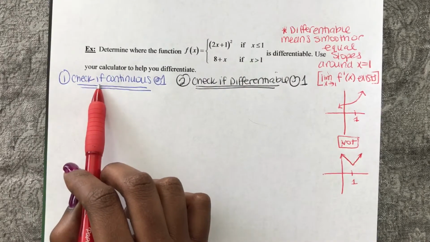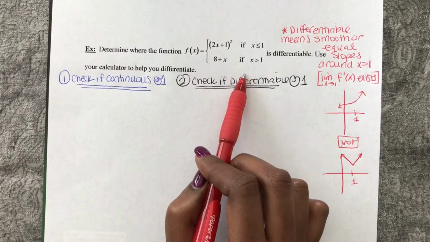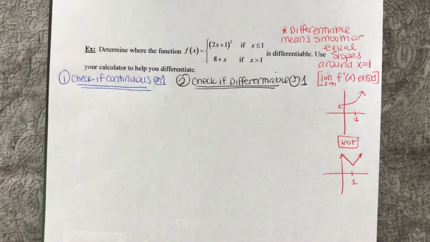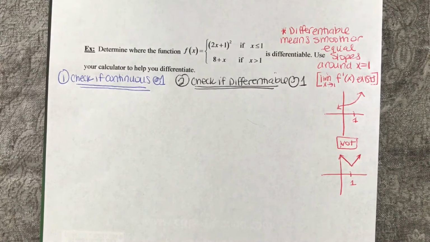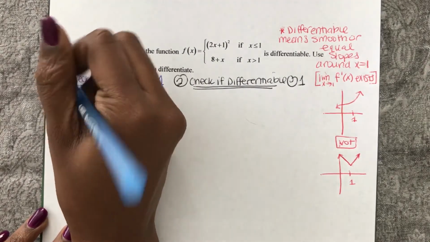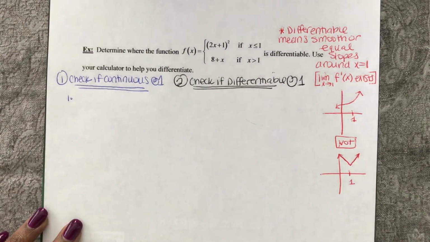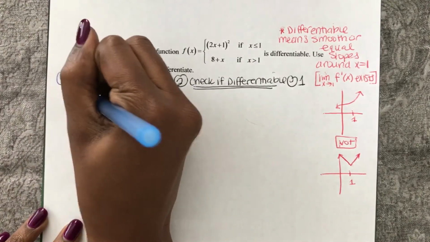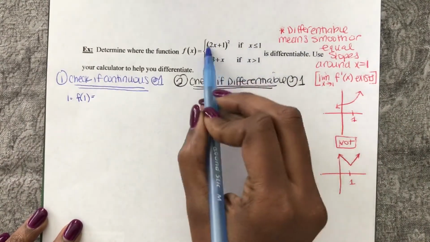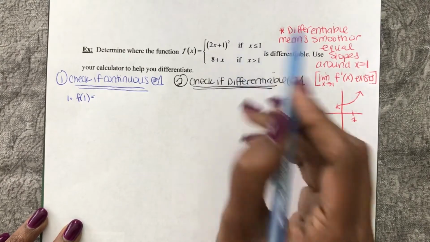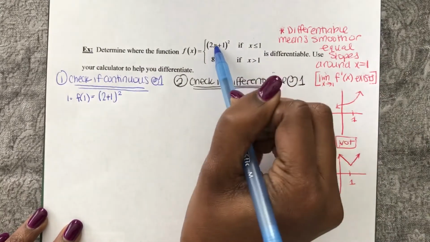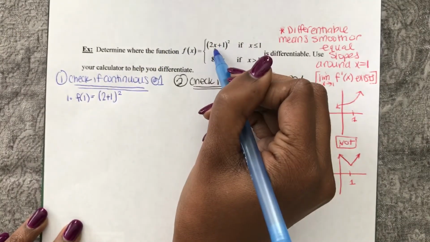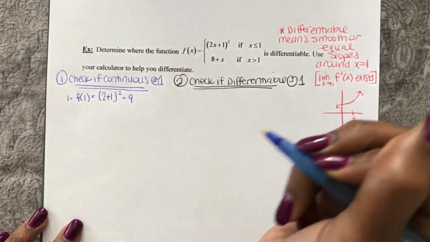Because if your function is not continuous, you can't even go into checking if it's differentiable at a place where a function value does not exist. So let's first check if it's continuous at 1. The first part of checking continuity is, does f of 1 exist? So f of 1, I would use this top function to calculate that, is 2 plus 1 squared, just substituting in 1, and that is 9, okay?